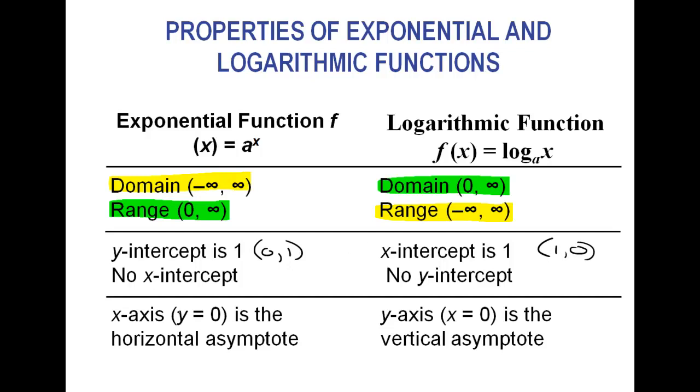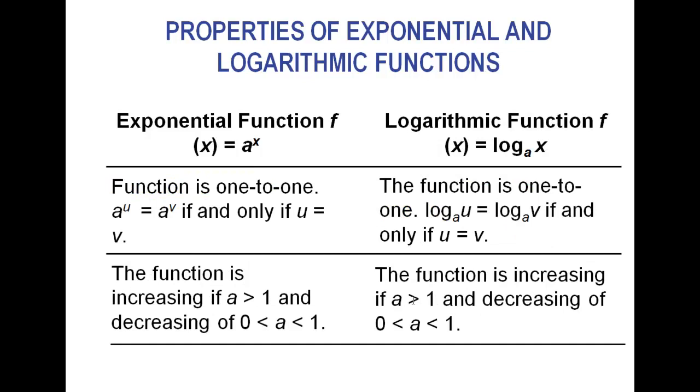For exponential functions, y equals 0 is a horizontal asymptote. We always have the x-axis as a horizontal asymptote, and then for the logarithmic function, we get that the y-axis is a vertical asymptote. Again, inverses. Everything is switched.